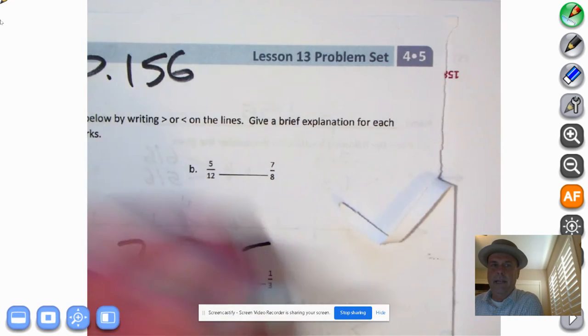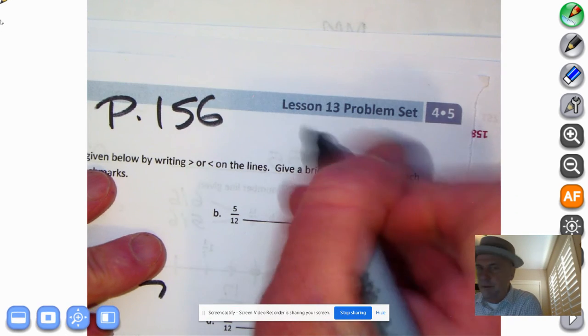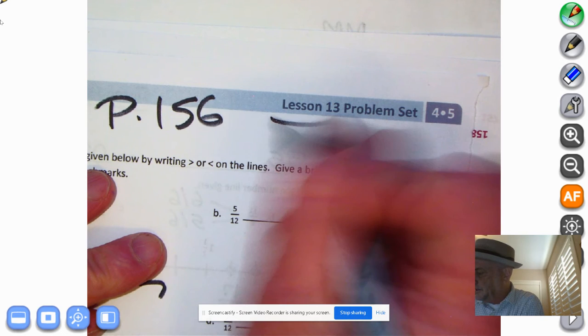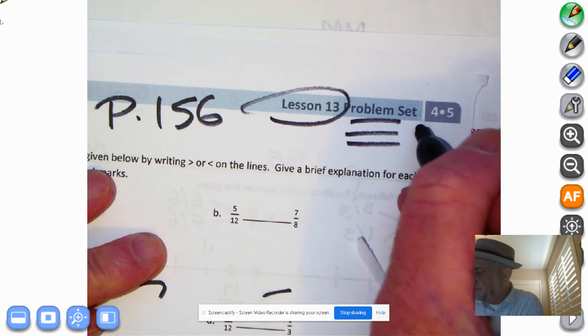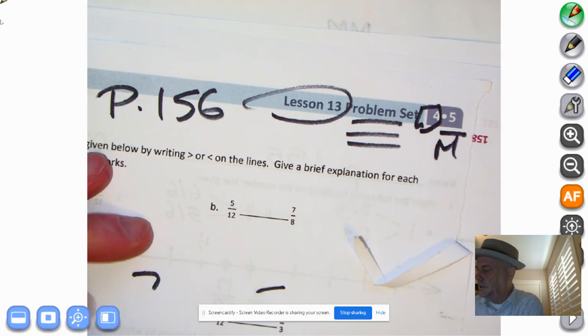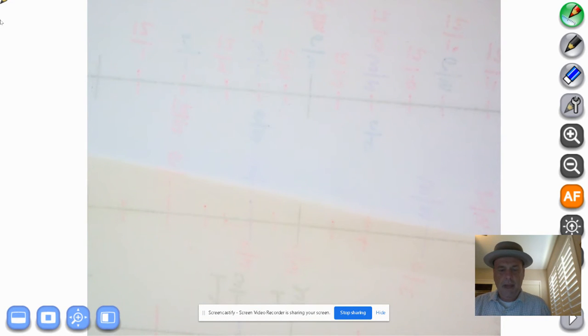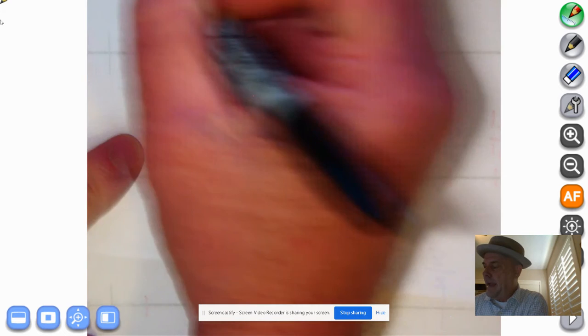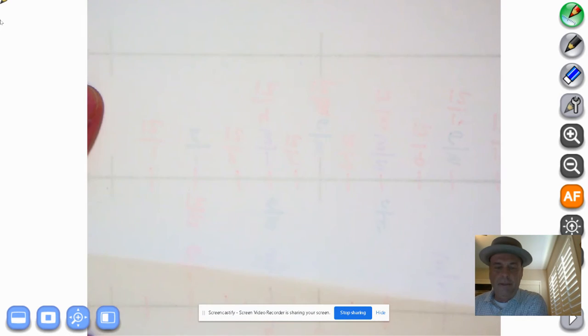We are at lesson 13. Hopefully, you got this before you took your little break. Lesson 13, problem set, grade 4, module 5, page 156. For those of you keeping score at home, I'm going to do this on a blank piece of paper. You could use your problem set, and then come back and check to make sure you got it correct. We're going to look at A first. This is problem A on there.